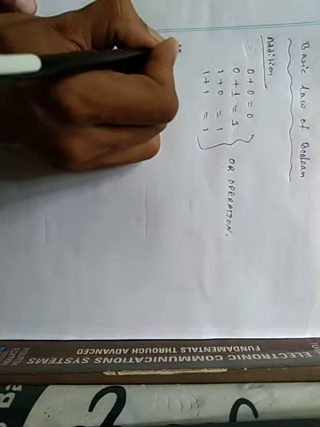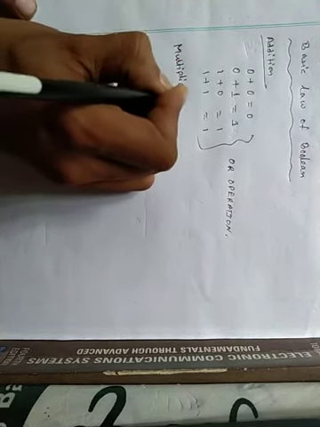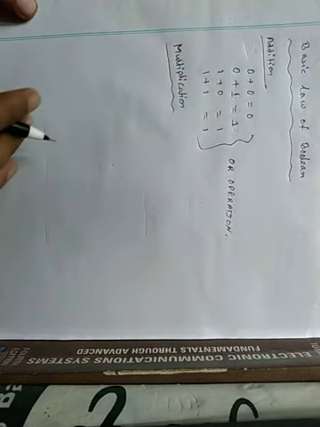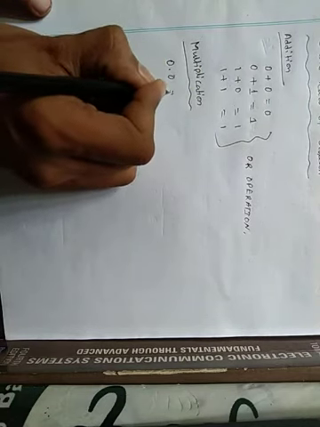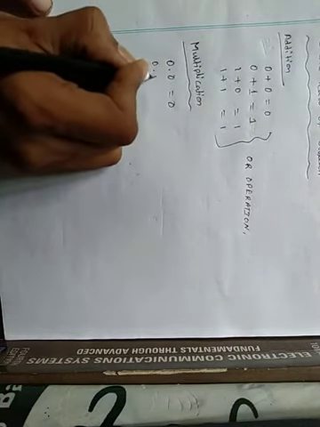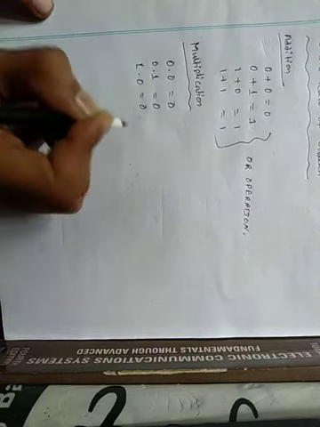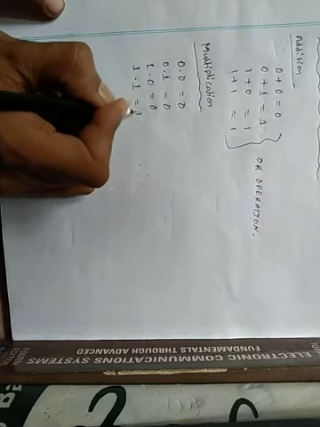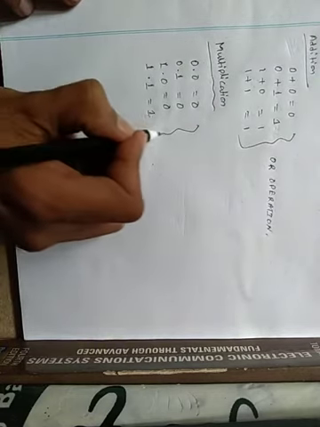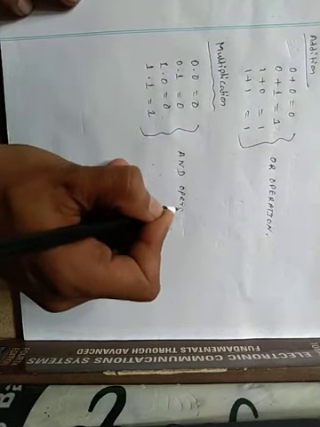After that, multiplication. 0 into 0 equals 0, 0 into 1 equals 0, 1 into 0 equals 0, and last, 1 into 1 equals 1. This is the AND operation.